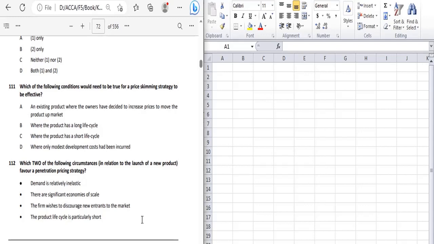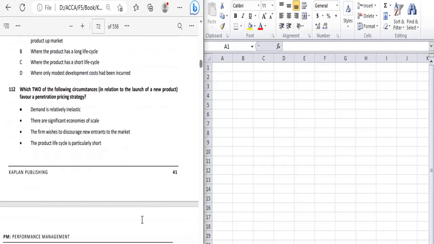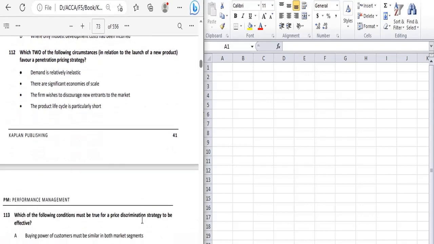So this is also incorrect. 112. Which two of the following circumstances favor a penetration pricing strategy? Again, the circumstances in which the penetration pricing strategy will be useful.